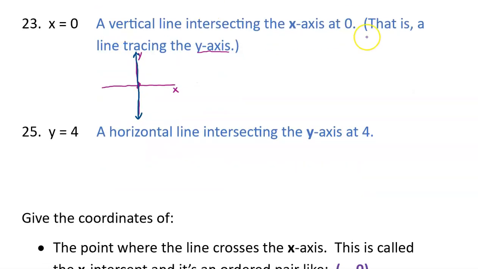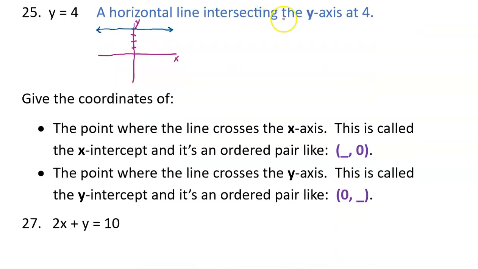Now, number 25. What does the graph of the equation y equals 4 look like? This is a horizontal line intersecting the y-axis at 4. Here's what I'm describing. Here is an x-axis and y-axis sketch. On the y-axis, 1, 2, 3, 4. There's where 4 is. And a horizontal line goes across the paper. This blue horizontal line is what the graph of y equals 4 is.